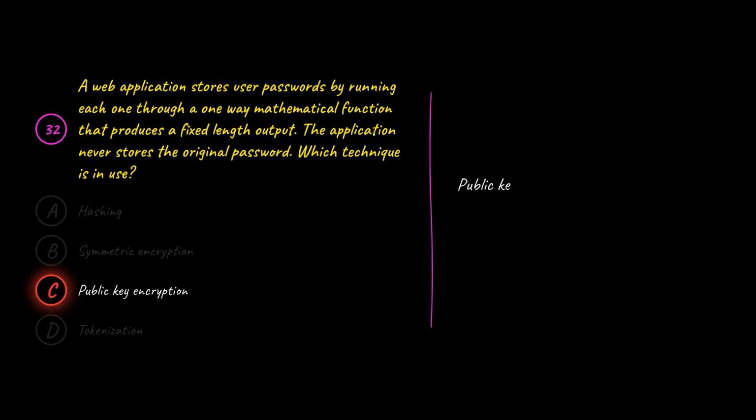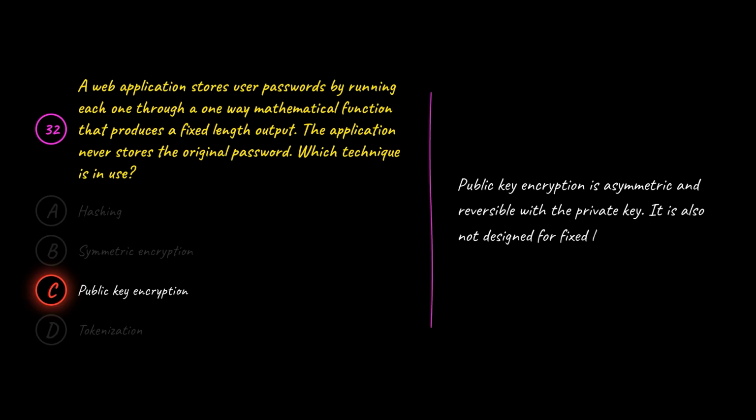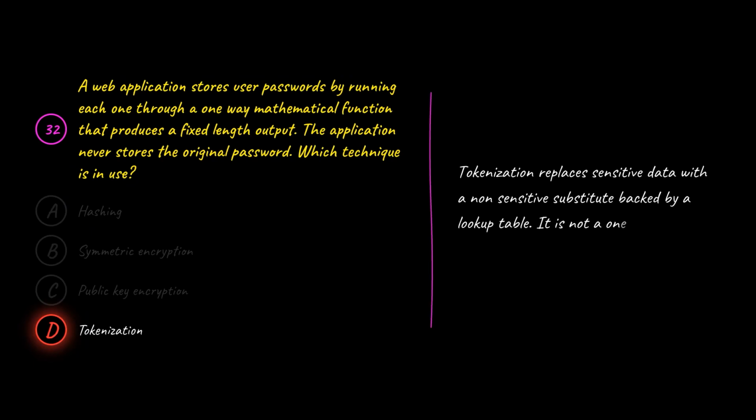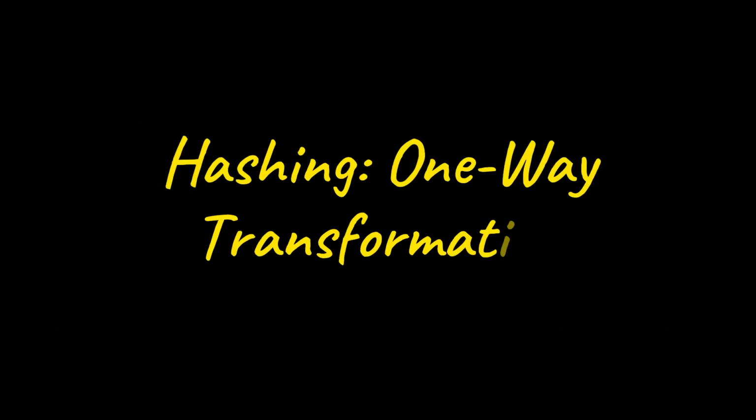C is wrong because public key encryption is asymmetric and reversible with the private key. It is also not designed for fixed-length output. D is wrong because tokenization replaces sensitive data with a non-sensitive substitute backed by a lookup table. It is not a one-way mathematical function. Hashing is a one-way mathematical function that takes any input and produces a fixed-length output called a digest or hash value. The output looks completely random and reveals nothing about the original input.